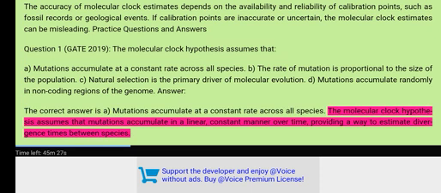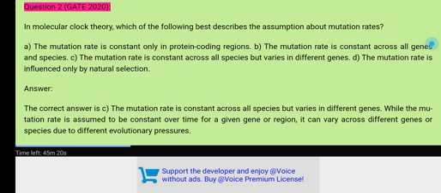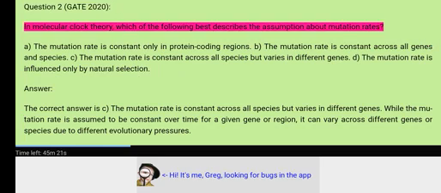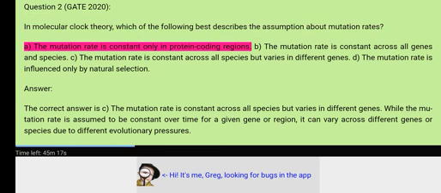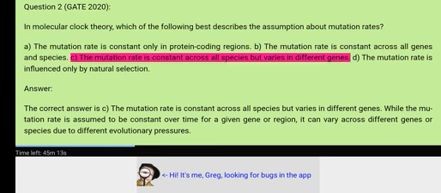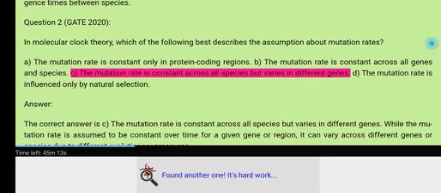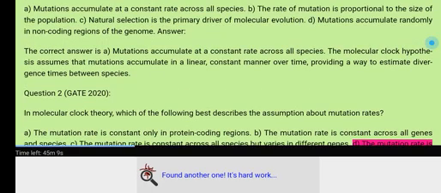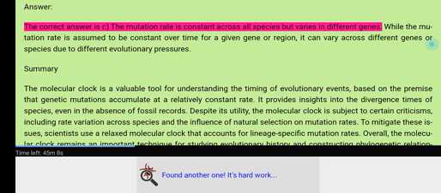The molecular clock hypothesis assumes that mutations accumulate in a linear, constant manner over time, providing a way to estimate divergence times between species. Question 2. Date 2020. In molecular clock theory, which of the following best describes the assumption about mutation rates? A. The mutation rate is constant only in protein-coding regions. B. The mutation rate is constant across all genes and species. C. The mutation rate is constant across all species but varies in different genes. D. The mutation rate is influenced only by natural selection. Answer. The correct answer is C. The mutation rate is constant across all species but varies in different genes.